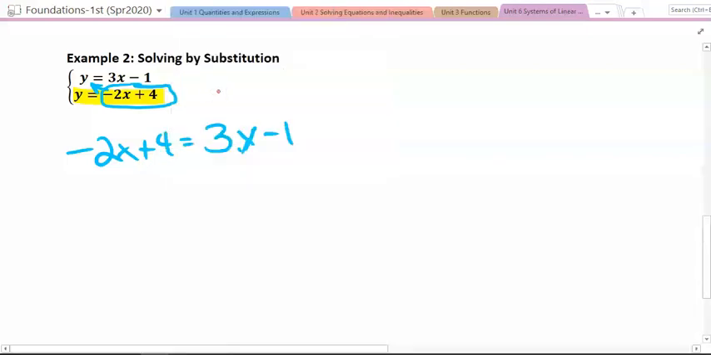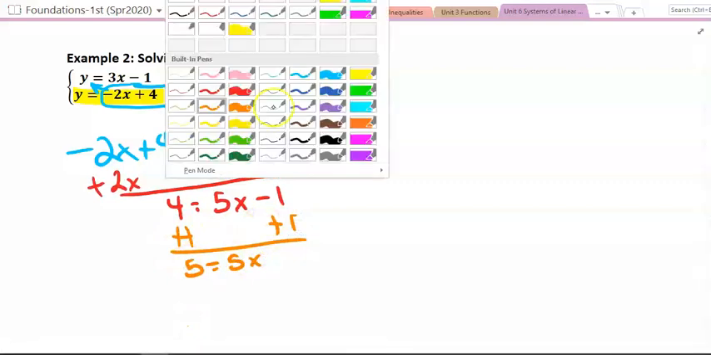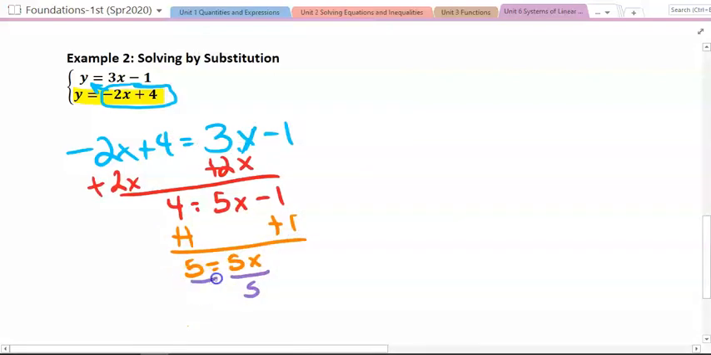Okay? And so I'm going to add 2x to both sides, and I get that 4 is equal to 5x minus 1. I'm going to add the 1 to both sides. So 5 is equal to 5x. And dividing both sides by the 5, we get that x is equal to 1. And so the first part of my ordered pair is that the x coordinate is 1. But I'm not done here, because I only have the x. I've got to find the y.